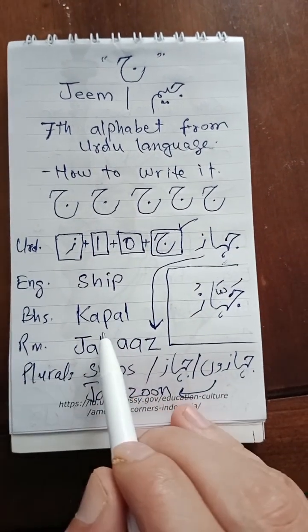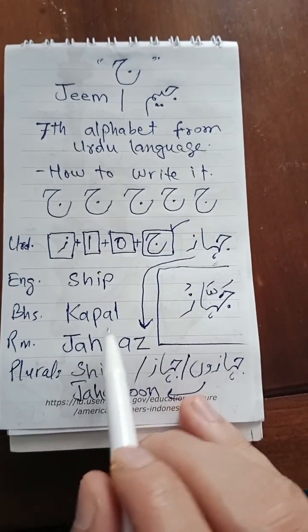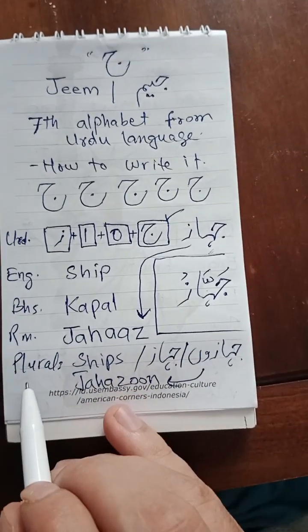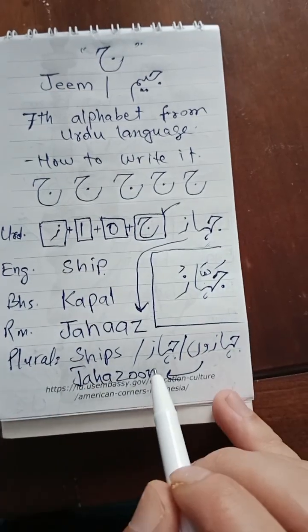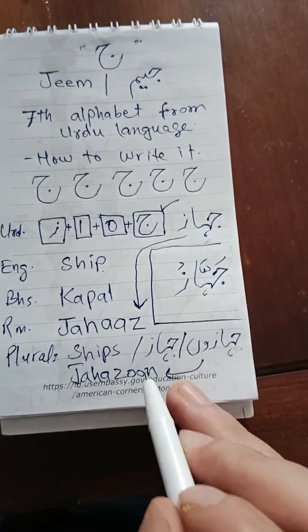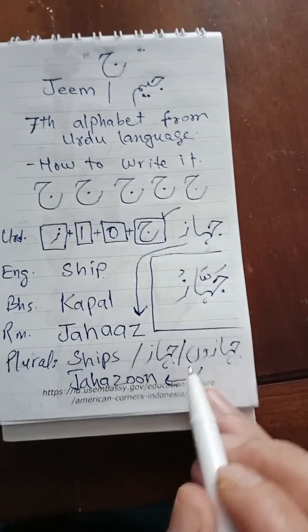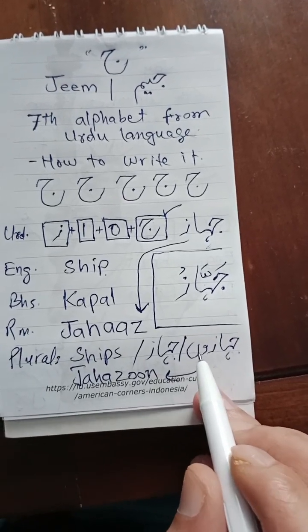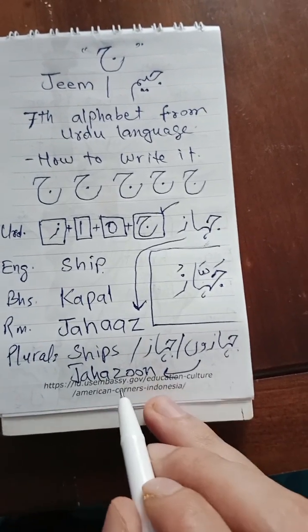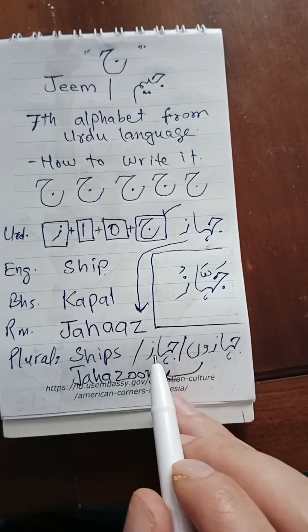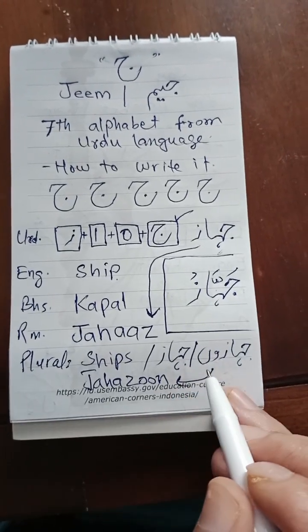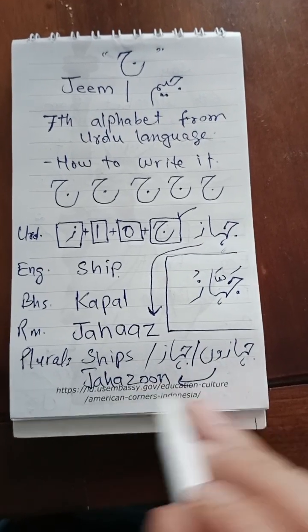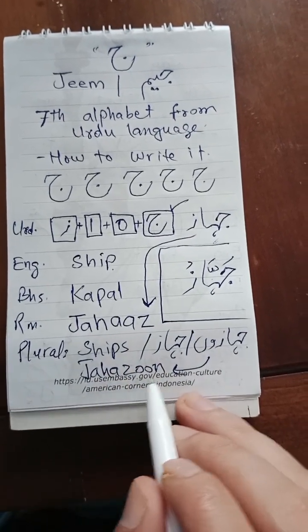In Bahasa we call it kapal. So for plural it will become ships for English. And for Urdu, we usually write jahaz and sometimes jahazo. So it depends on the situation. Jahaz is also used as a plural, but in some situations we use jahazo, like this, jahazo.